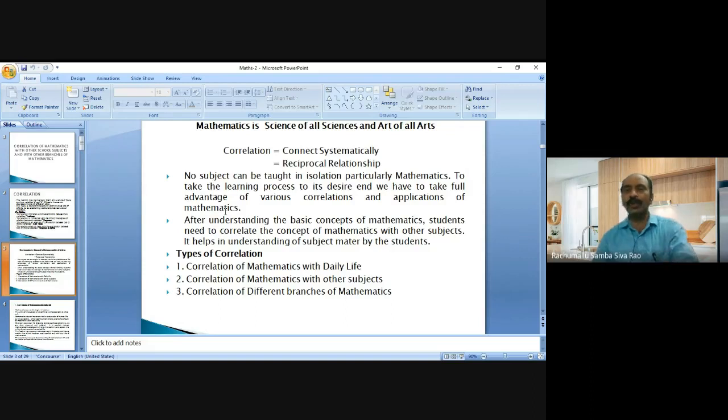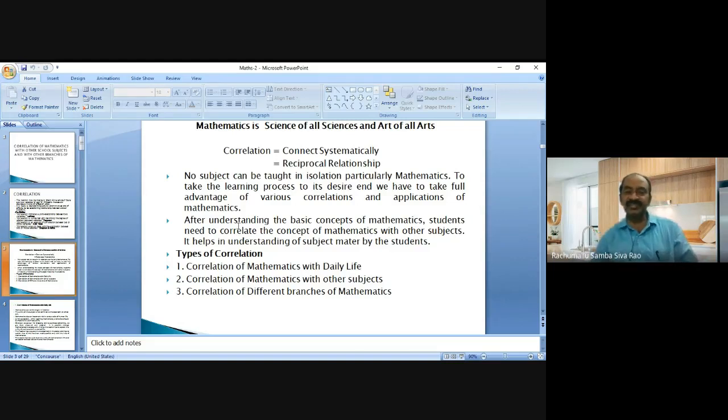How to correlate them while teaching mathematics, in order to gain the interest of students towards mathematics and to let students know the importance of mathematics. So definitely we have to correlate the various relations and various applications of mathematics while teaching mathematics.